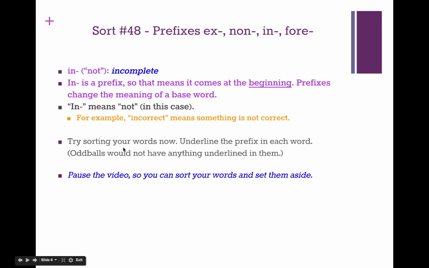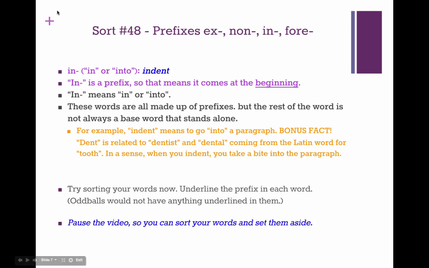So try sorting your words now. Underline the prefix in each of the words. Pause the video so you can sort your words and set them aside. All right, next we have in with the meaning of in or into, such as indent. In is a prefix, so that means it comes at the beginning. Again, in means in or into.